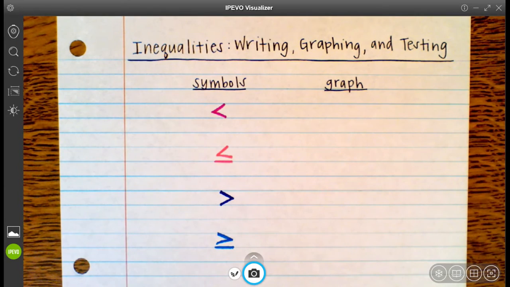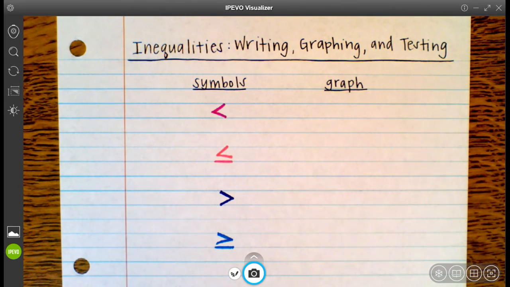Hey guys, so we are going to learn about inequalities, so not the equal sign today. We're going to learn about writing them, graphing them, and testing inequalities. So first things first, we need some vocabulary to understand what inequalities are. Again, inequalities are expressions that use four different symbols that are not the equal sign.